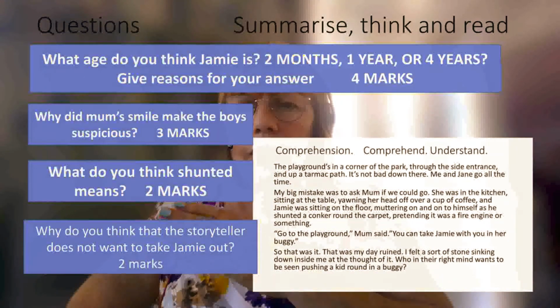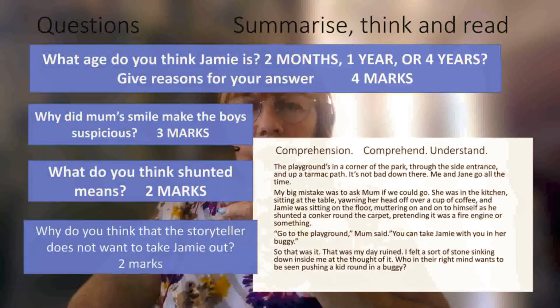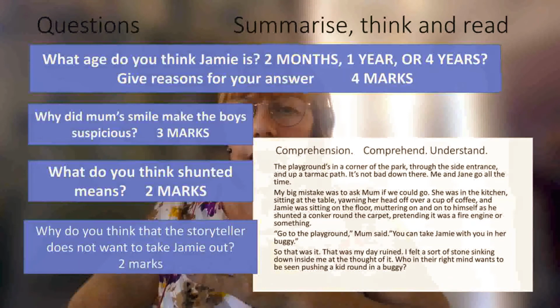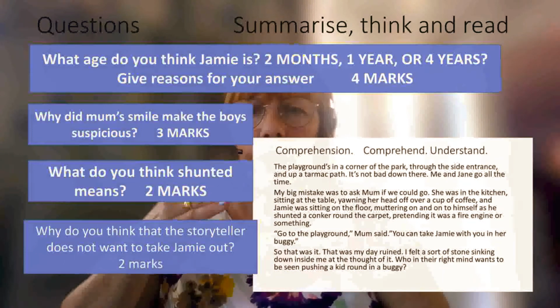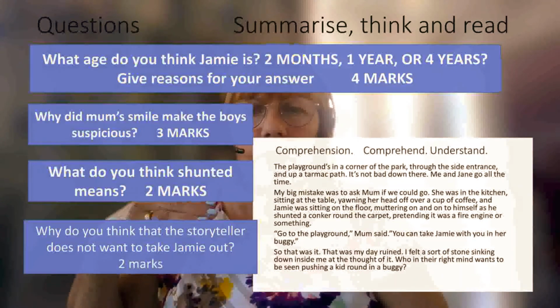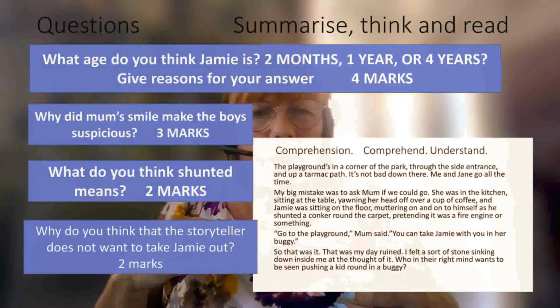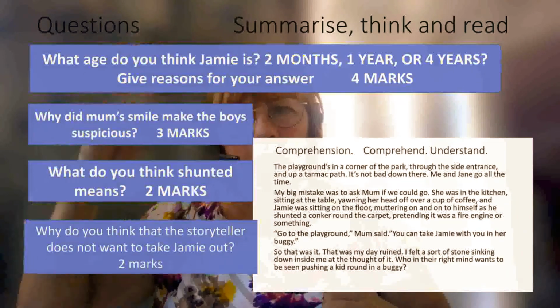And the next question, what do you think shunted means, is 2 marks because it's really asking you to just tell us the denotation of that word. That means the word meaning as you might find it in the dictionary or as you understand it. And lastly, why do you think the storyteller doesn't want to take Jamie out? It's 2 marks. Have a think about what he wanted to do, who he was with, and think about children. Why might they not want to take their younger brother or sister out? So there's a lot of thinking going on when you're looking at higher order reading.